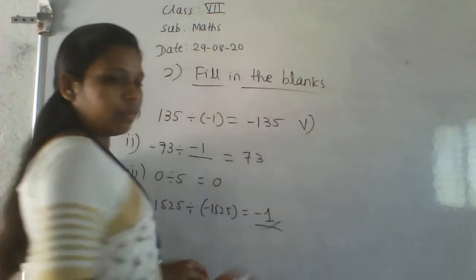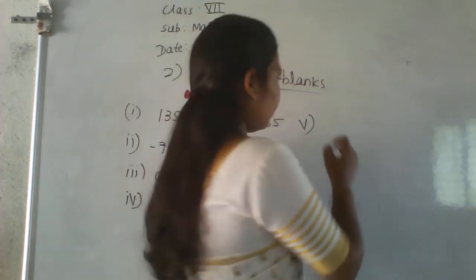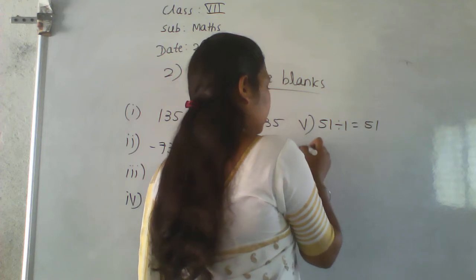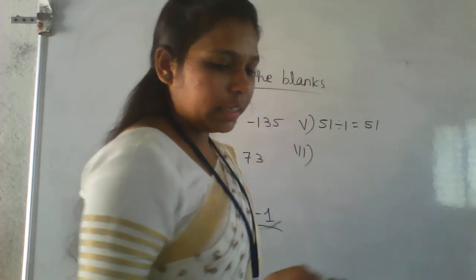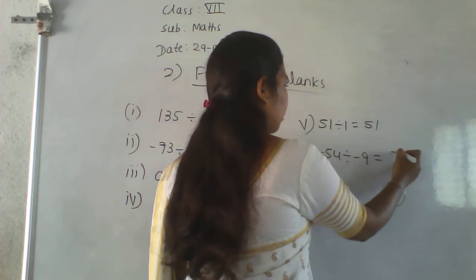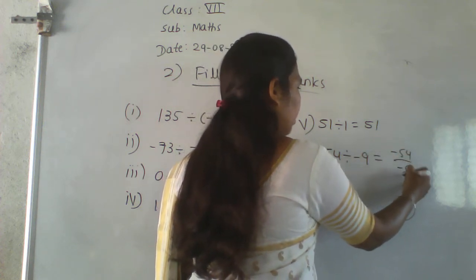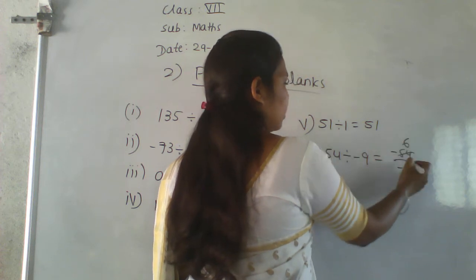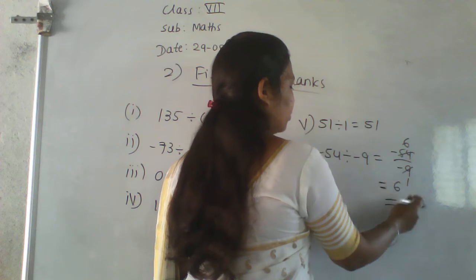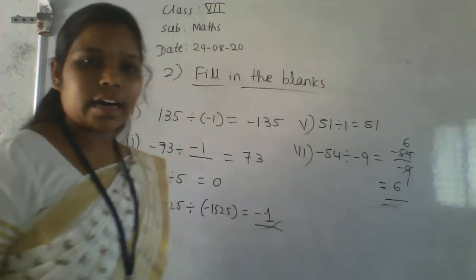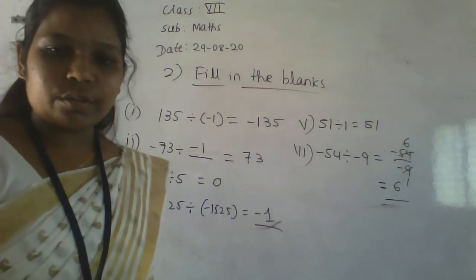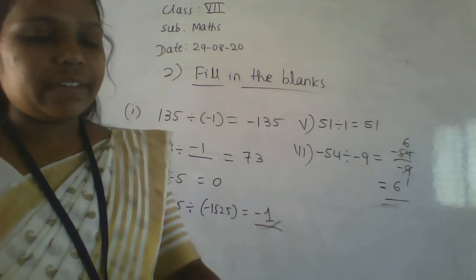Okay. So next is the fifth one. Fifth one is 51 divided by 1. That is 51. Sixth one is minus 54 divided by minus 9. That is minus 54 by minus 9. 9 sixes are 54. So minus into minus is plus, that is, 6 is the answer here. Getting everyone? Okay. So these are some division problems.